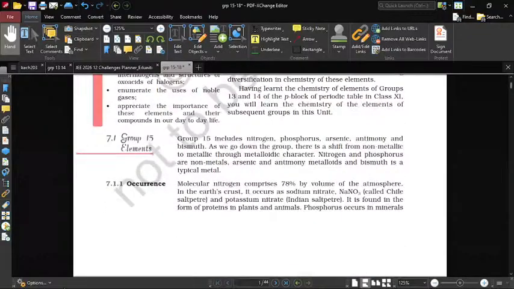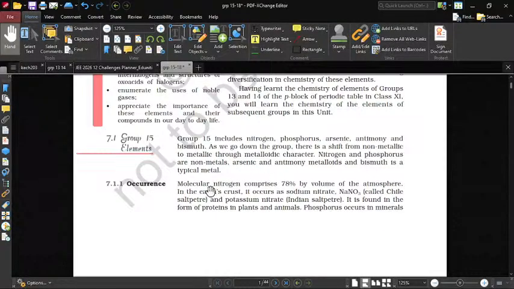Group 15 elements. Group 15 includes nitrogen, phosphorus, arsenic, antimony, and bismuth. As we go down the group, there is a shift from non-metallic to metallic character through metalloidic character. Nitrogen and phosphorus are non-metals. Arsenic and antimony are metalloids, and bismuth is a typical metal.